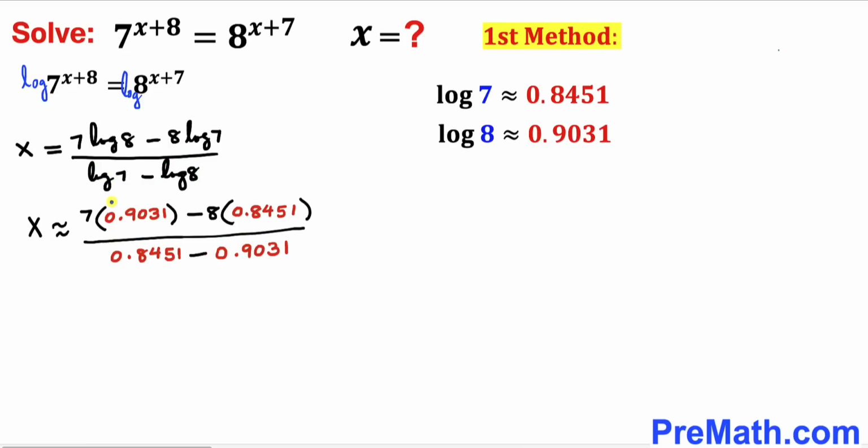And now in this next step, I'm going to multiply these ones. So we can write x is approximately equal to, when we multiply these ones, that is going to give us 6.3217 minus, and likewise we are going to multiply these ones as well.